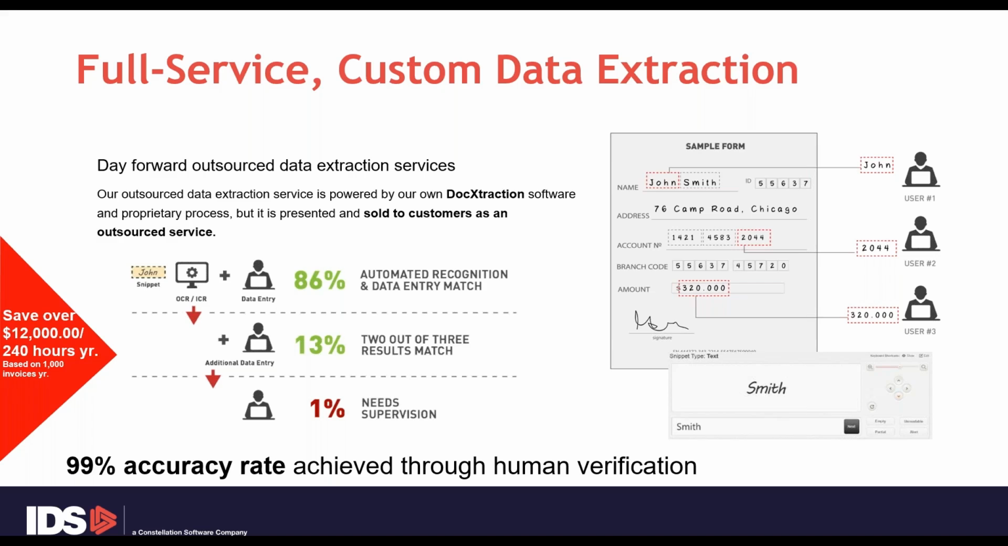That final 1% requires supervision, meaning someone in your organization has to put eyes on it and figure out what's wrong. Oftentimes what we see there is that the invoice was scanned in upside down, right? Or it's just really illegible, and the data is not able to be accurately extracted.